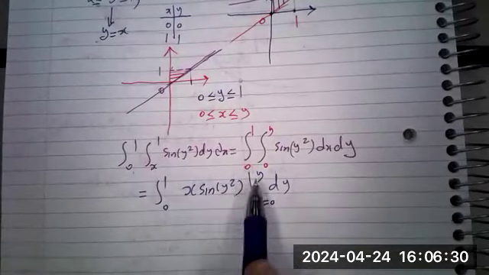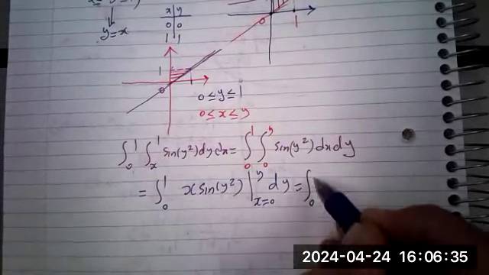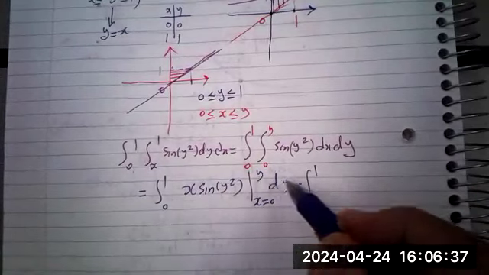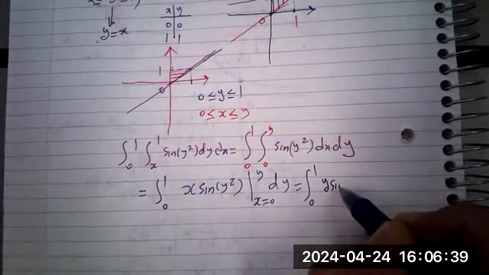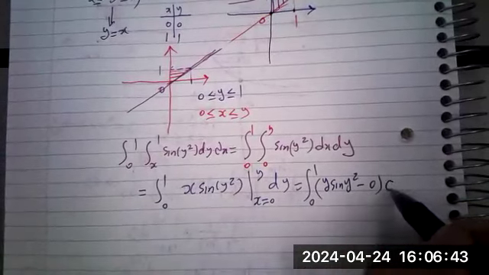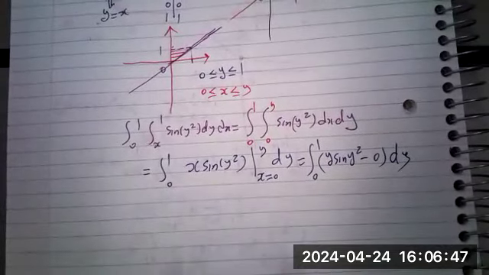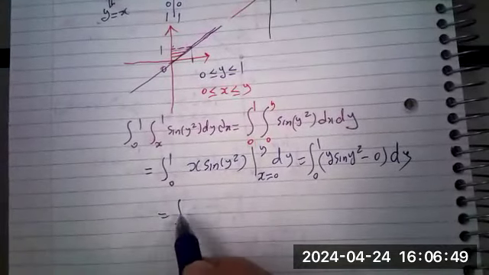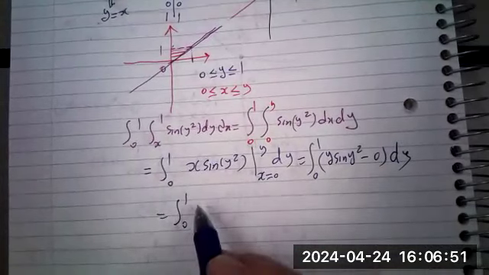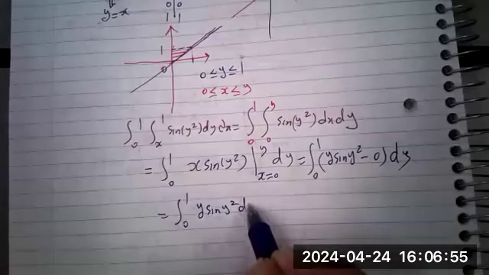Substitute x equal to y, x equal to 0. So that gives you the integral from 0 to 1 of y sine of y squared minus 0 dy. Okay, so that's it. It's going to be 0 to 1, y sine of y squared dy.